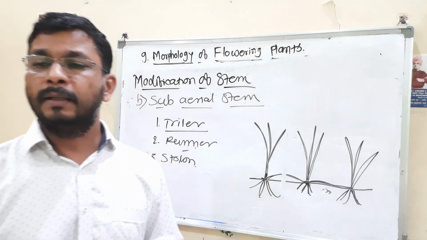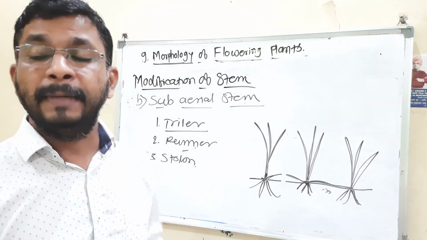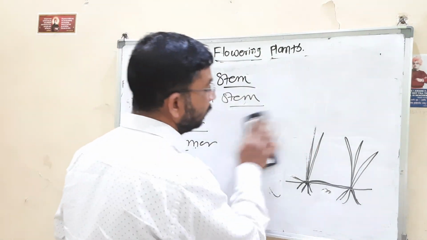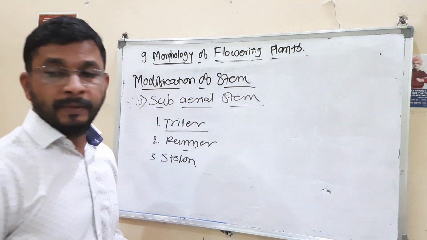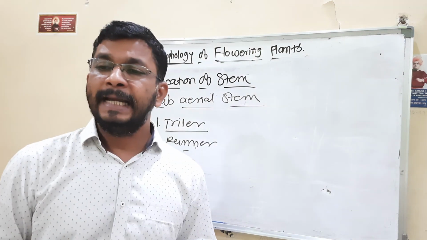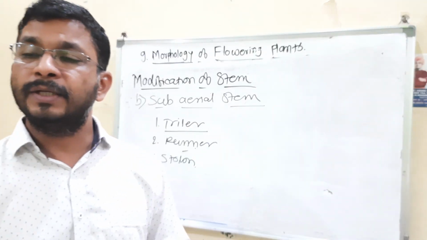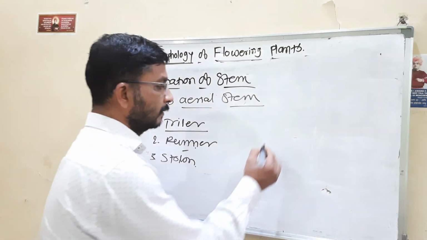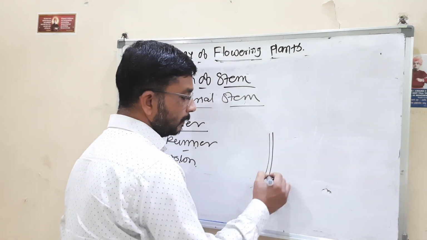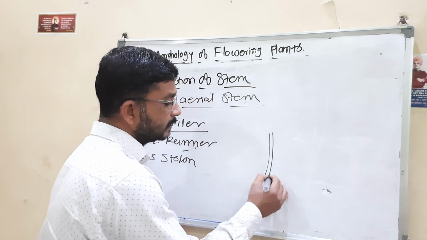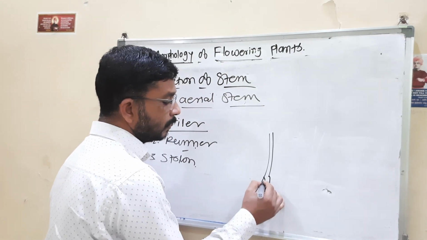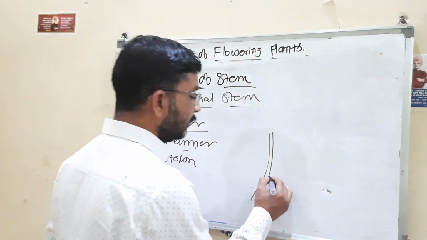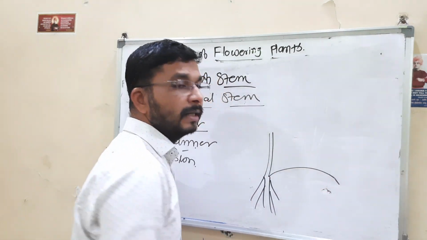In the stolon, its example is mentha. This is mentha. We can call it mentha. The slender lateral branches arise from the base of the main axis. If this is the base of the main axis, then from this base, lateral branches arise.